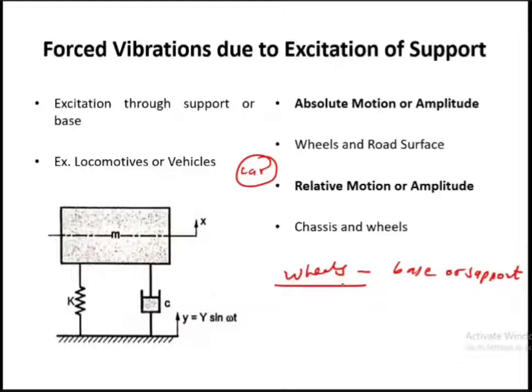Now, at the same time, when there is a motion between the wheels and the road surface, there is a motion between the chassis and the wheels also, right? Because the wheels are attached to the road surface, and to the wheels we attach the chassis, and you know that there is a suspension system between the chassis and the wheels, and the suspension system acts as a vibration isolation. That means whenever the base excitation comes from the road surface to the wheels.